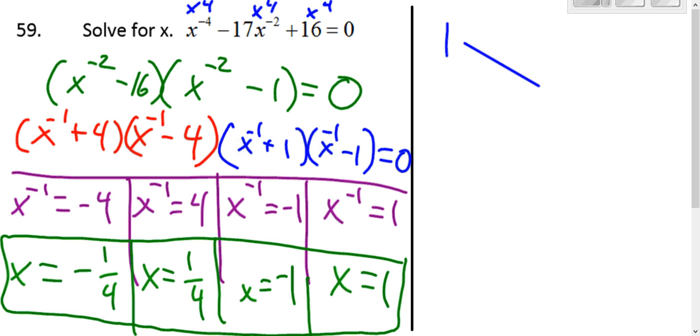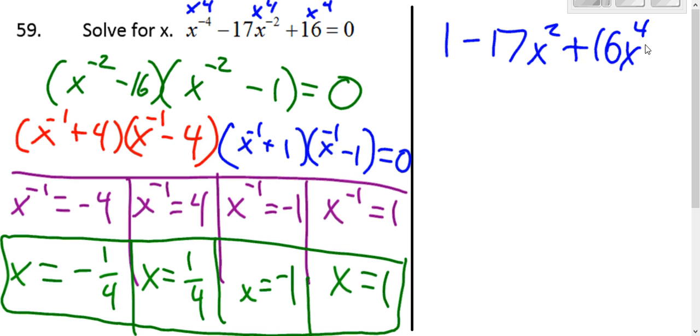And then it's minus 17. You subtract the exponents, you get x squared. And then plus 16 x to the 4th equals 0. And then you just factor it like normal. So basically your exponents just switch around. So the 16 gets the x to the 4th, and then everything's positive. You don't have to worry about the negative exponents at the end. It works out the same way. Just finish factoring that, and you're done.